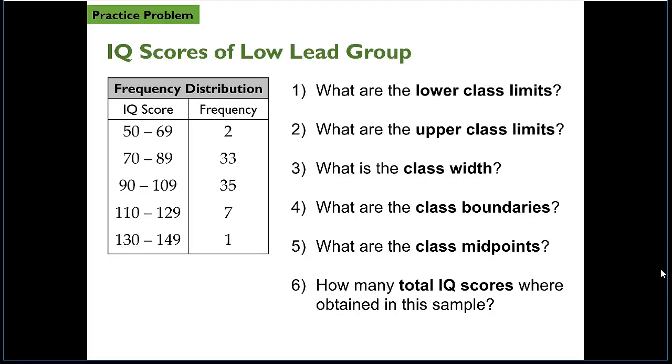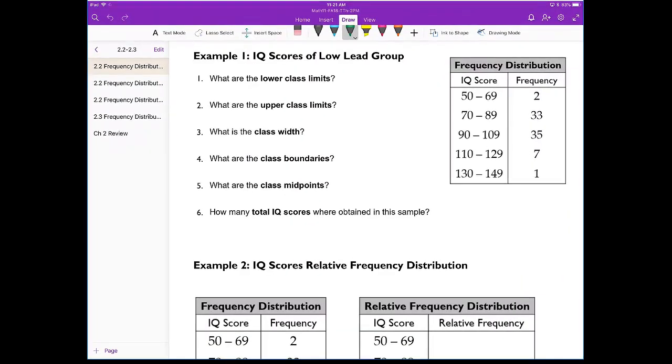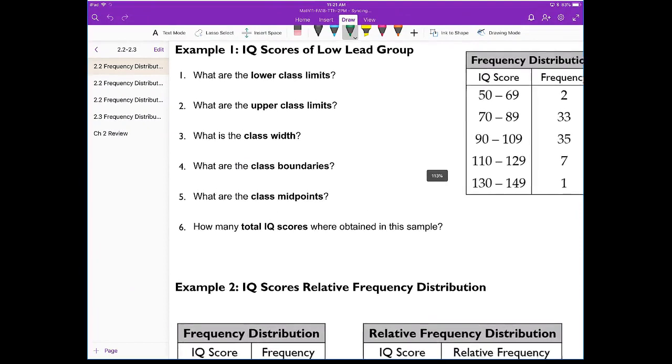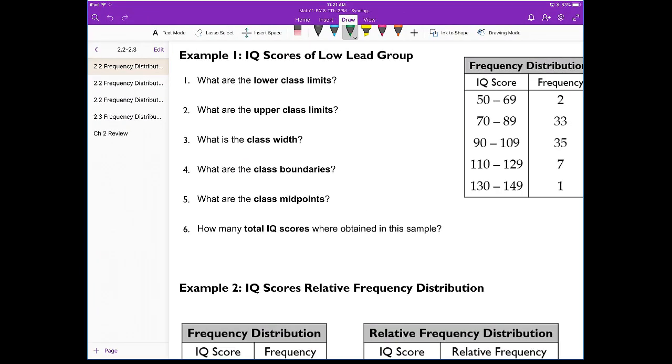All right, so let's get a little practice with this. In this question, we have a frequency distribution for IQ scores, and we want to figure out all of these things. First question asks, what are the lower class limits? In this case, lower class limits are the lowest number in each of the classes. So these are the lower class limits: 50, 70, 90, 110, 130.